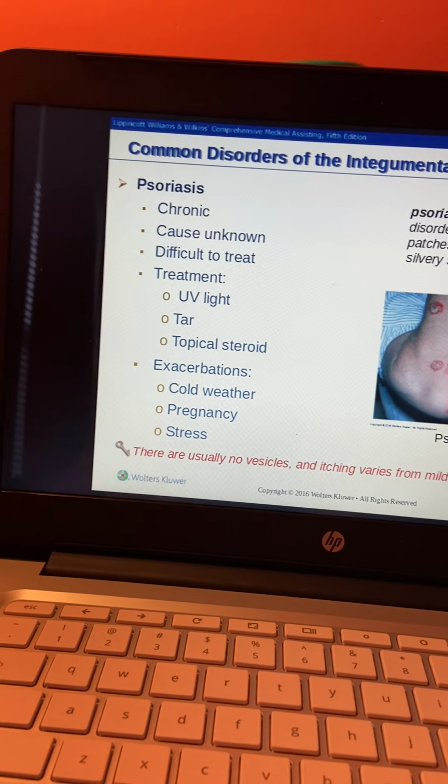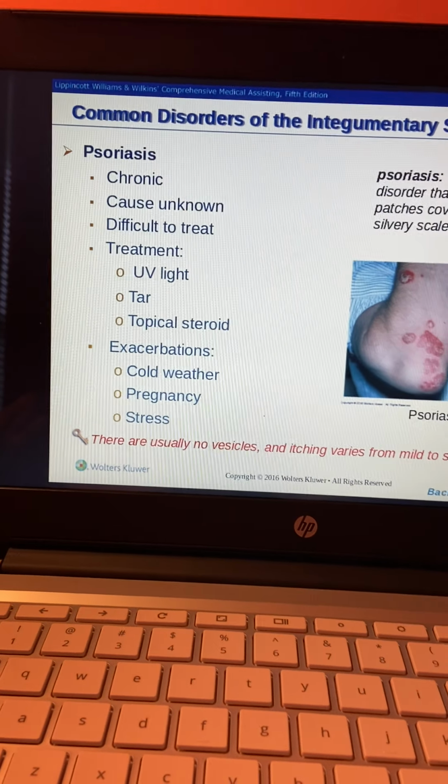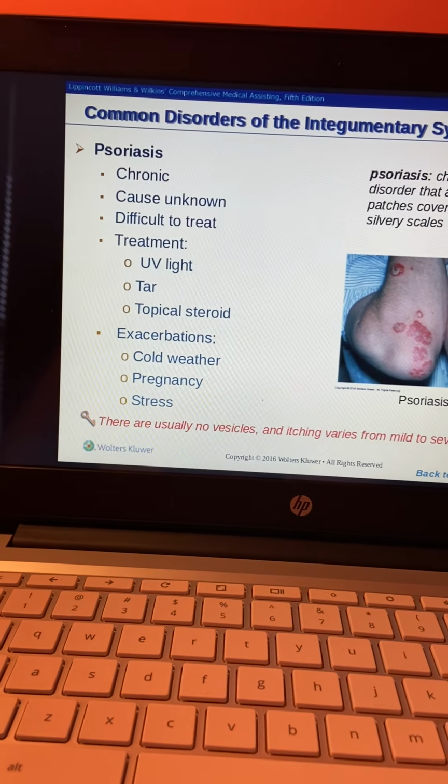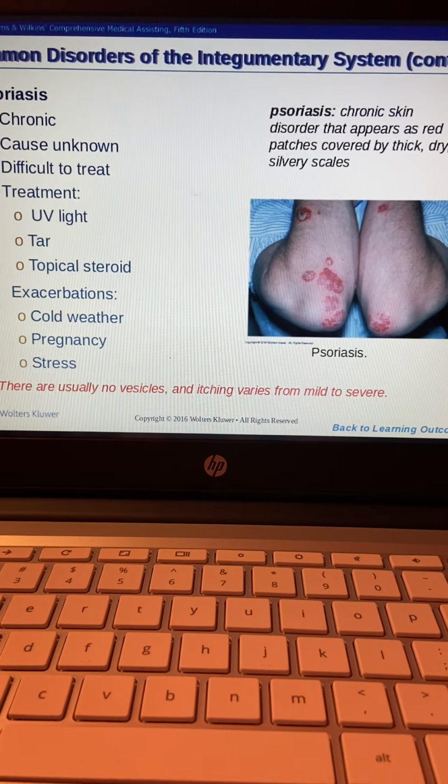exacerbations. This is when it becomes really inflamed. Could be from cold weather, pregnancy, and stress. There are usually no vesicles, and itching varies from mild to severe.